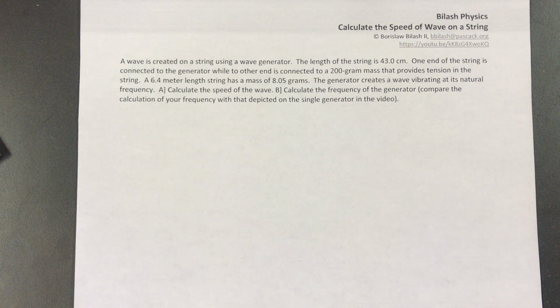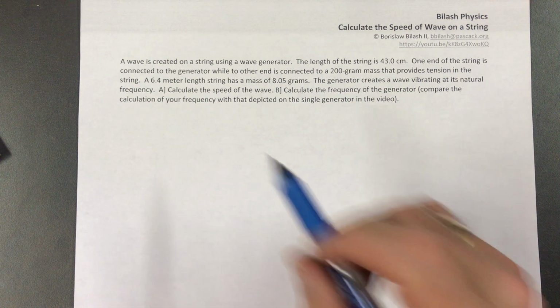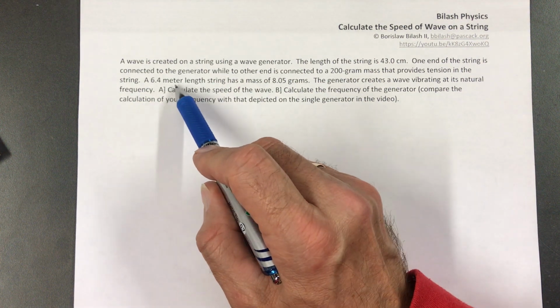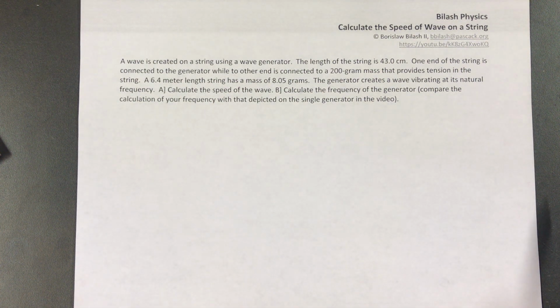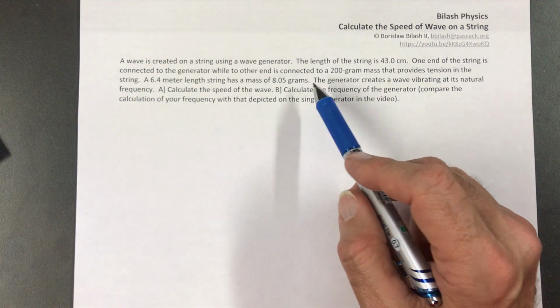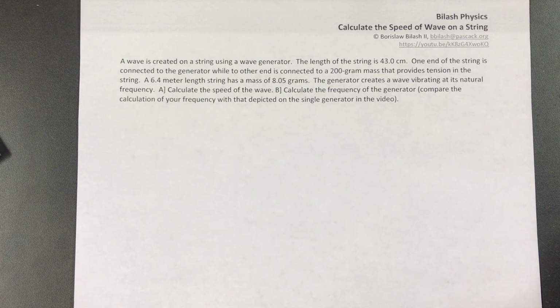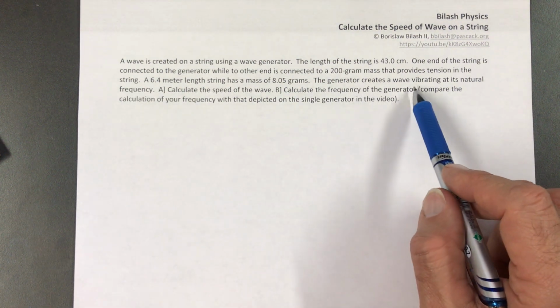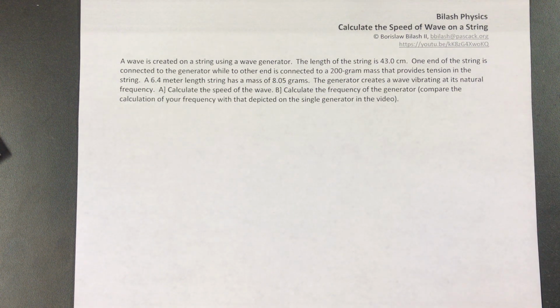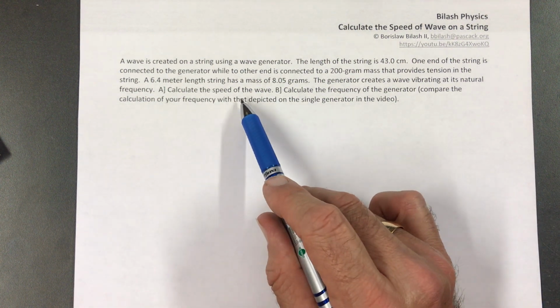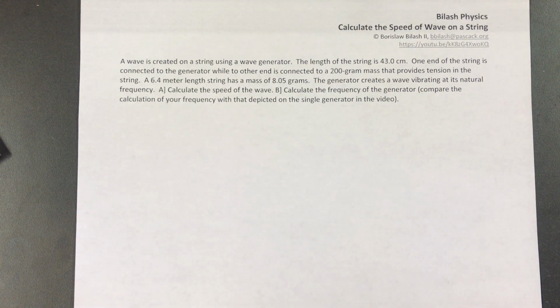One end of the string is connected to the generator, while the other end is connected to a 200-gram mass that provides tension in the string. Now we're told that a 6.4 meter length of this string has a mass of 8.05 grams. We will need that information to determine the linear mass density of the string. The generator creates a wave vibrating at its natural frequency. And we have two questions: to calculate the speed of the wave and to calculate the frequency of the generator. And then you'll compare that answer to what you see in the video.